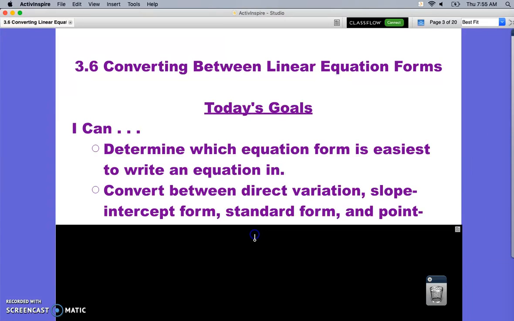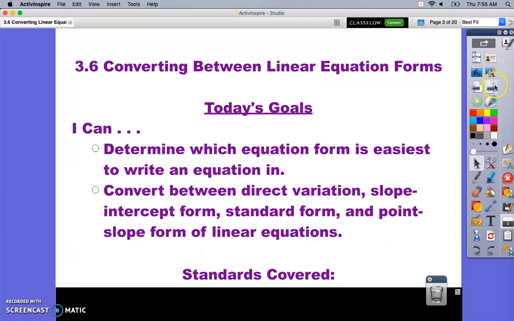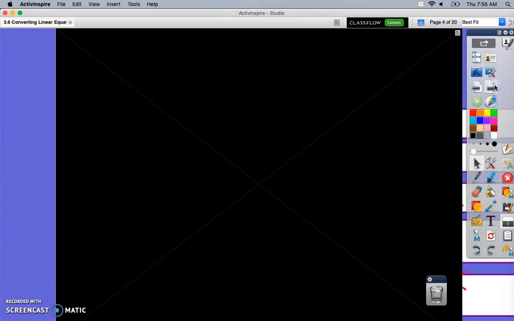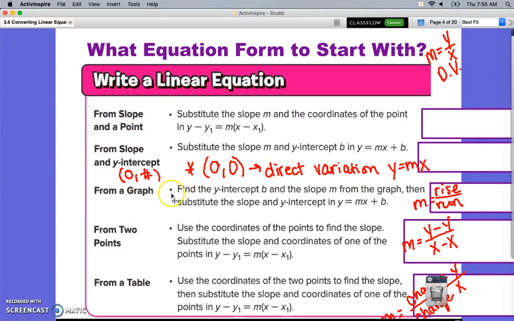So converting, we're going to be determining which equation form is easiest to write an equation in. Convert between direct variation, slope-intercept form, standard form, and point-slope form of linear equations. So converting between all four. Okay, so what equation form to start with? When you are given a slope and a point, you could write the equation in point-slope form.